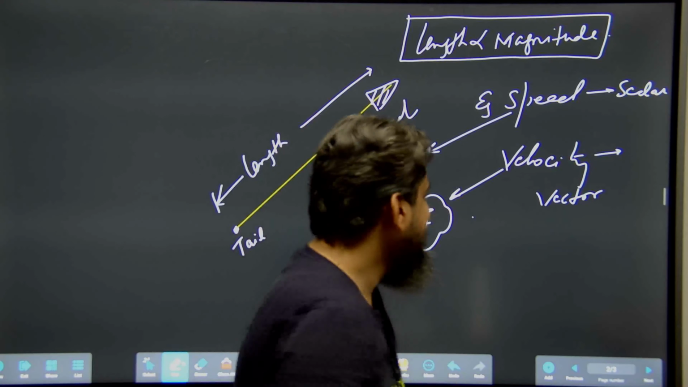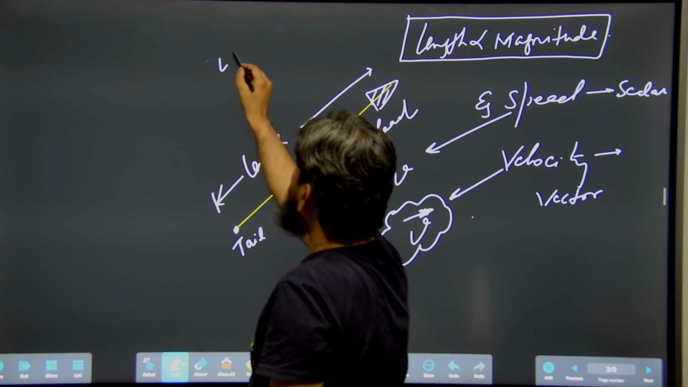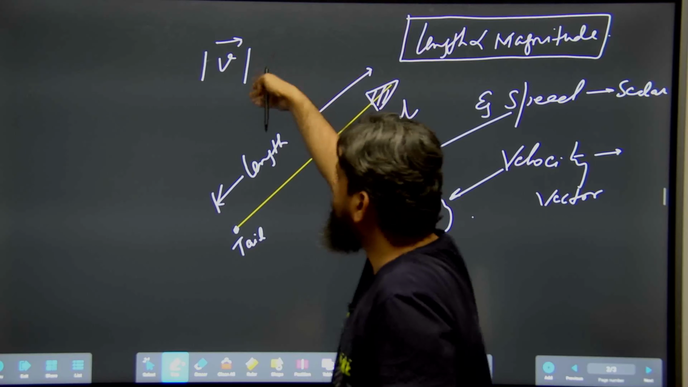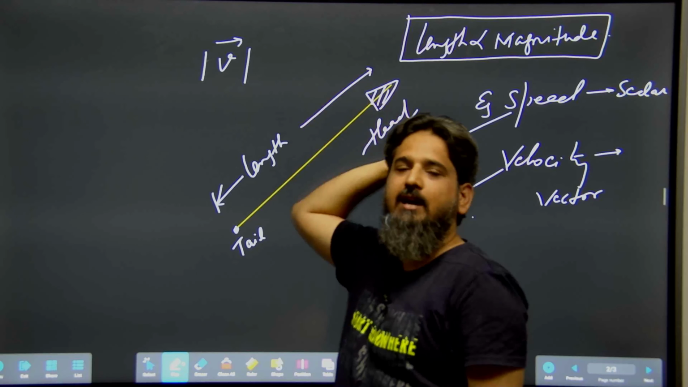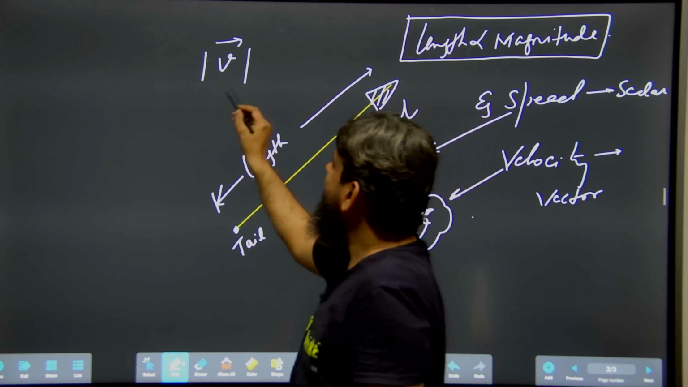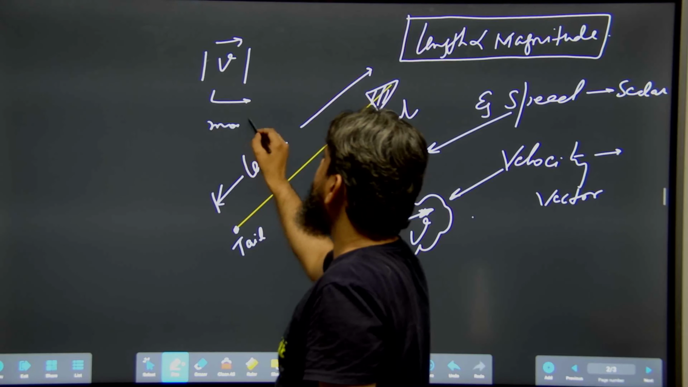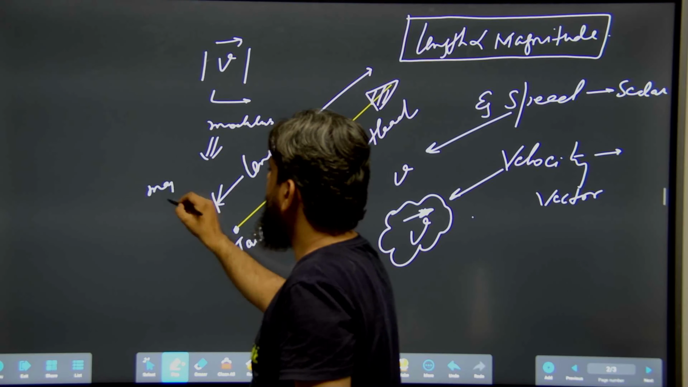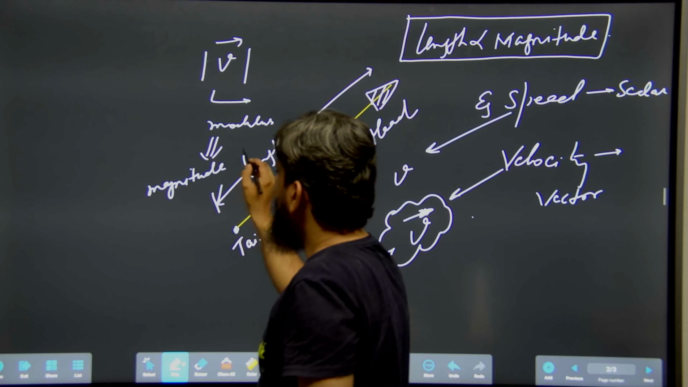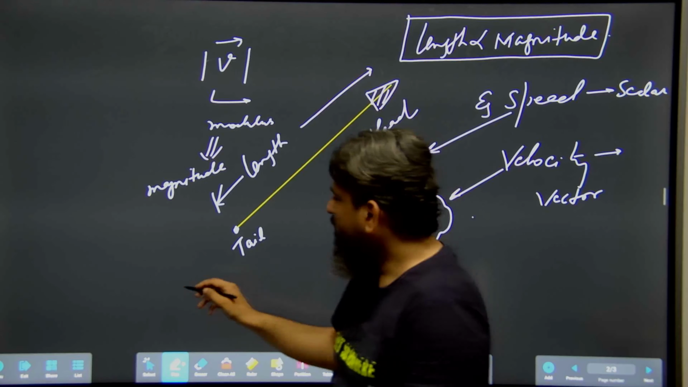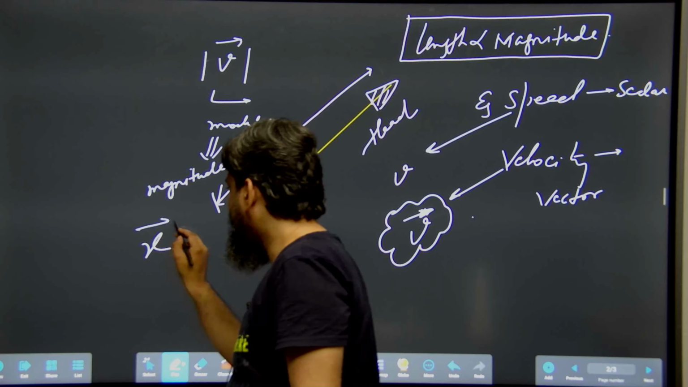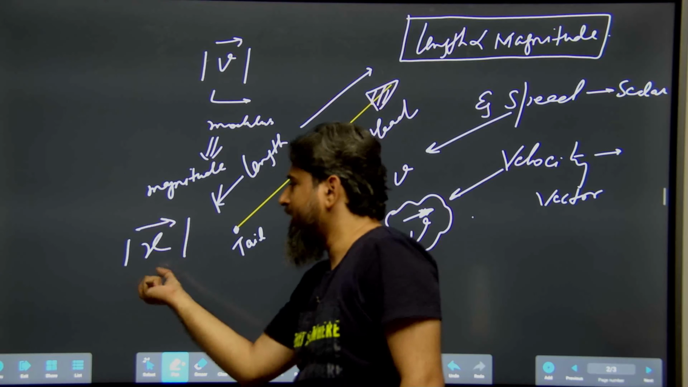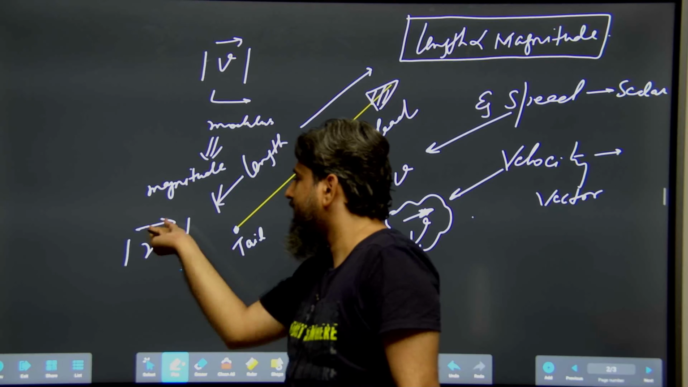One more thing. If we have this velocity vector and we take its modulus, meaning two lines, one in front and one after the letter, this represents the modulus. Modulus means that it represents the magnitude of the vector. So whenever you see a letter with an arrow and the modulus, it means x vector magnitude.